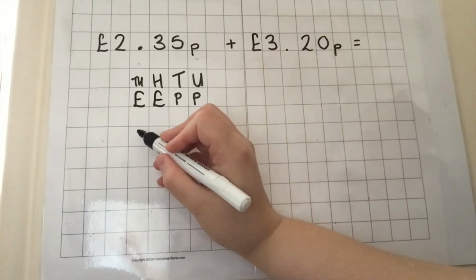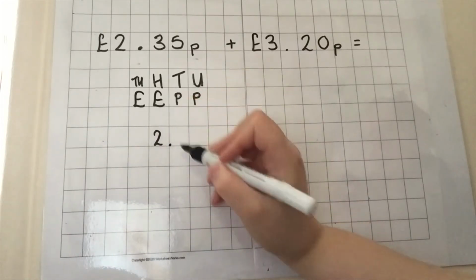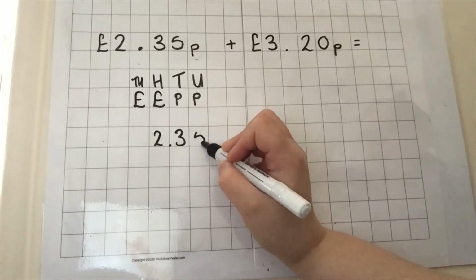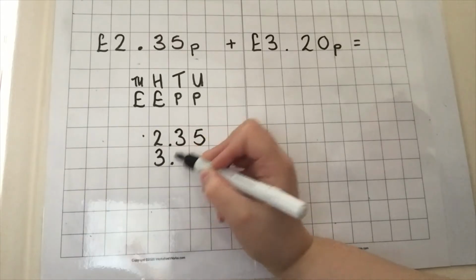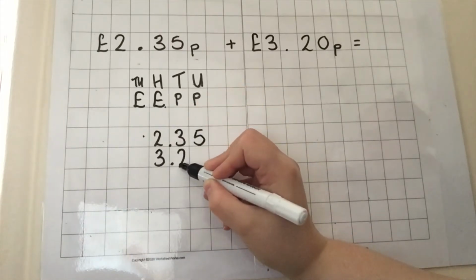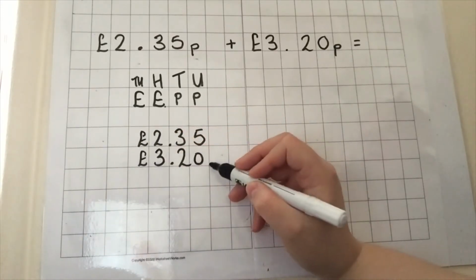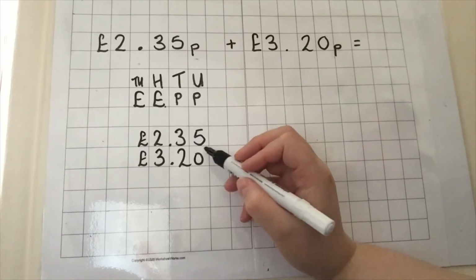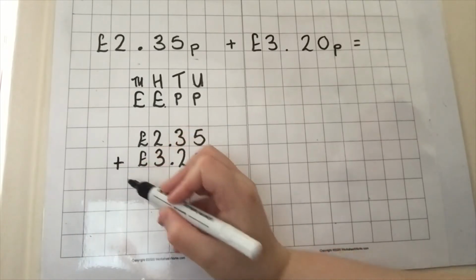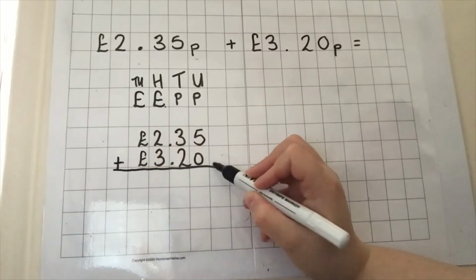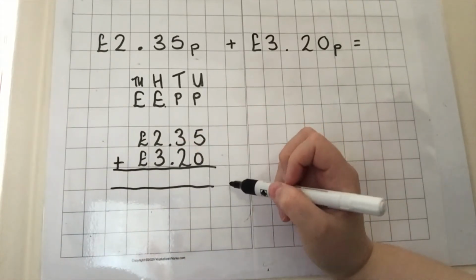So we're going to have a look at this question now. So I have my £2.35 and I have my £3.20, and I'm going to put the pound sign. I don't need to put the penny sign as well, but just so I put the pound sign so I know there's nothing in front of it. And of course I need my addition sign, because it could be a subtraction question or it could be an addition question. So you need to make sure you are distinguishing between the two.